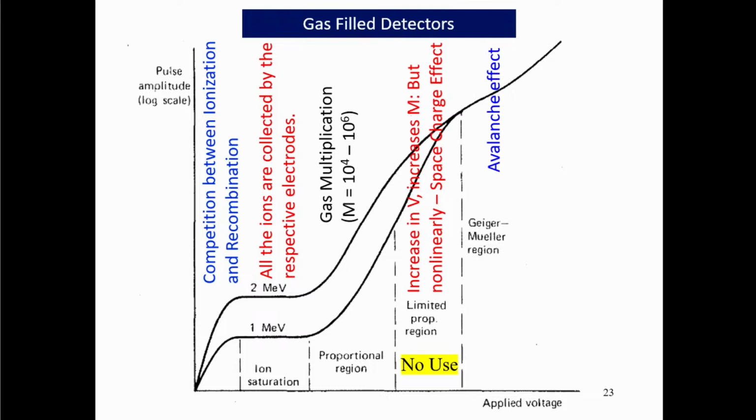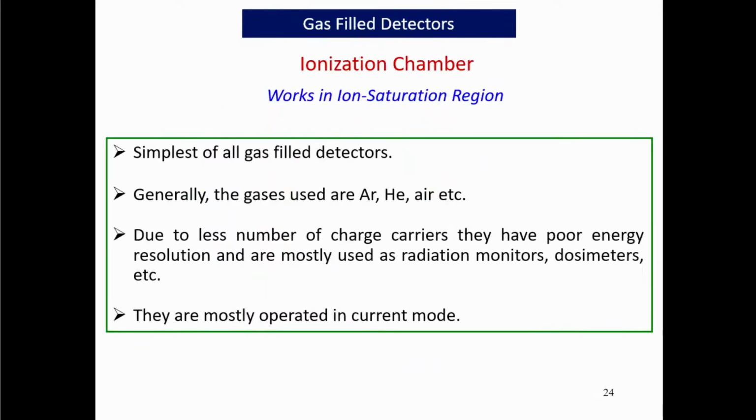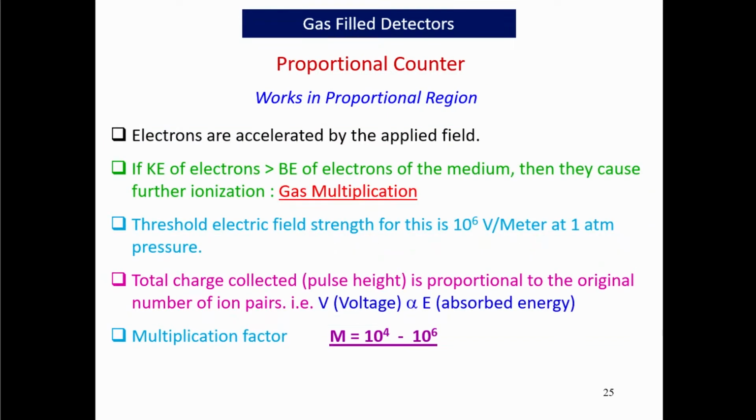For example, the ionization chamber, which works in the ion saturation region, is the simplest of all gas-filled detectors. Generally the gases used are argon, helium, or air. Due to the small number of charge carriers, they have poor energy resolution and are mostly used for radiation monitors and dosimeters. They are mostly operated in current mode, as I already told you.